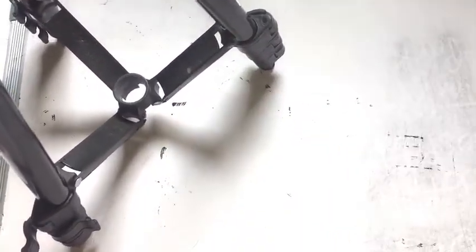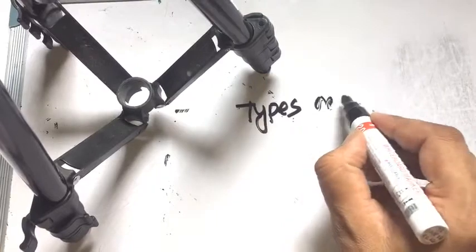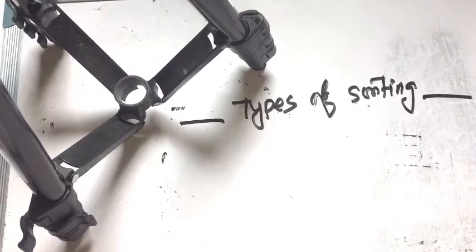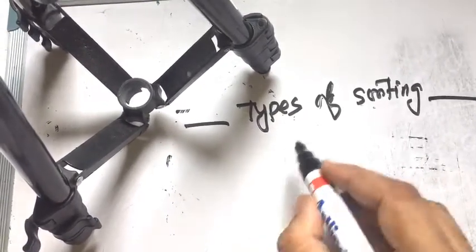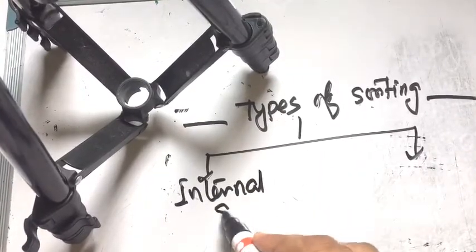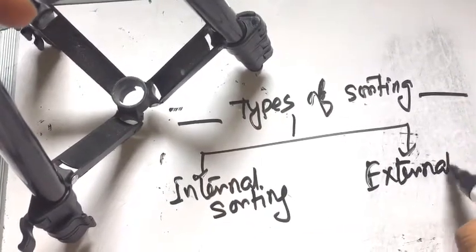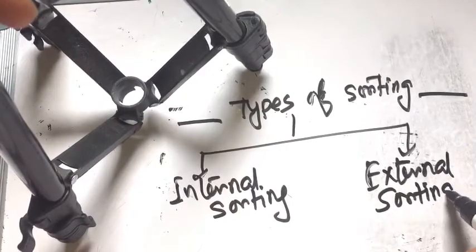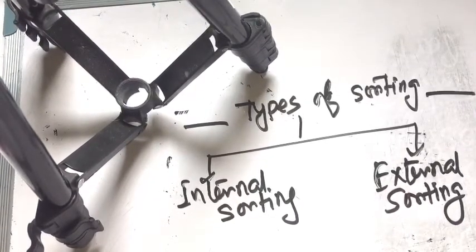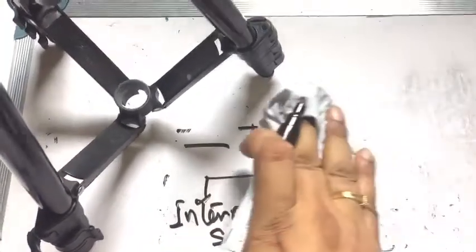Now types of sorting. There are two types of sorting. One is internal sorting and another is external sorting. So sorting can be done in these two ways, that is internally within the RAM and externally with the help of hard disk and RAM. So these are the common two sortings.